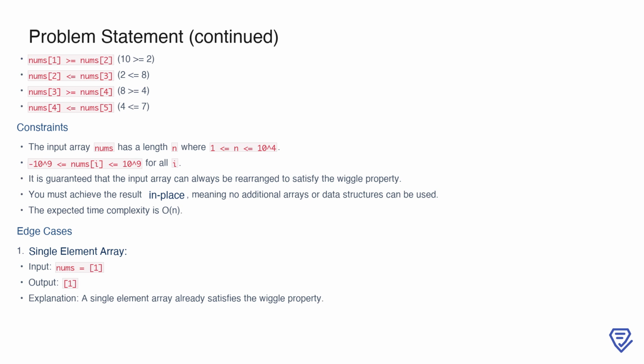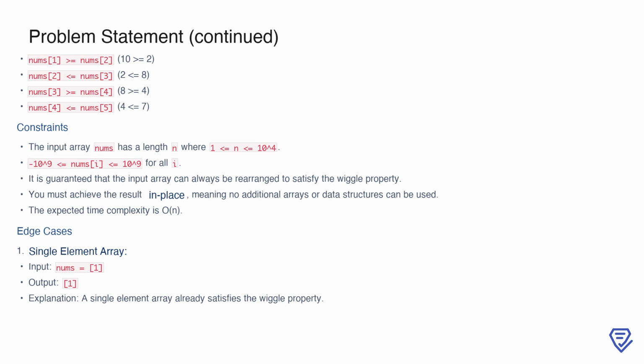Then, nums[1] is greater than or equal to nums[2], which is 2. Continuing, nums[2] is less than or equal to nums[3], nums[3] is greater than or equal to nums[4], and finally, nums[4] is less than or equal to nums[5]. Again, the wiggle property is satisfied throughout the array.